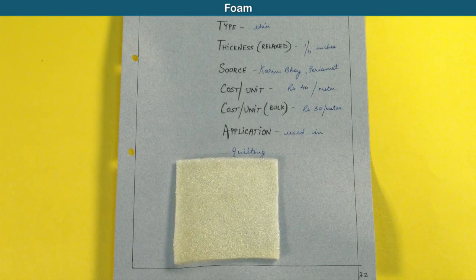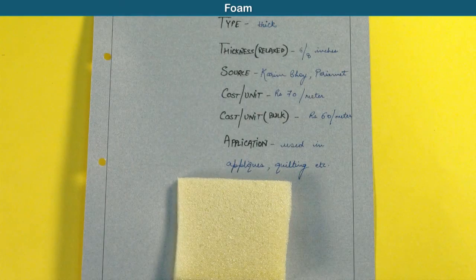This is called foam, used for the quilting, this thin foam. And we have the thick foam, which is 3 by 4 inches. And this can be used for applique or quilting.